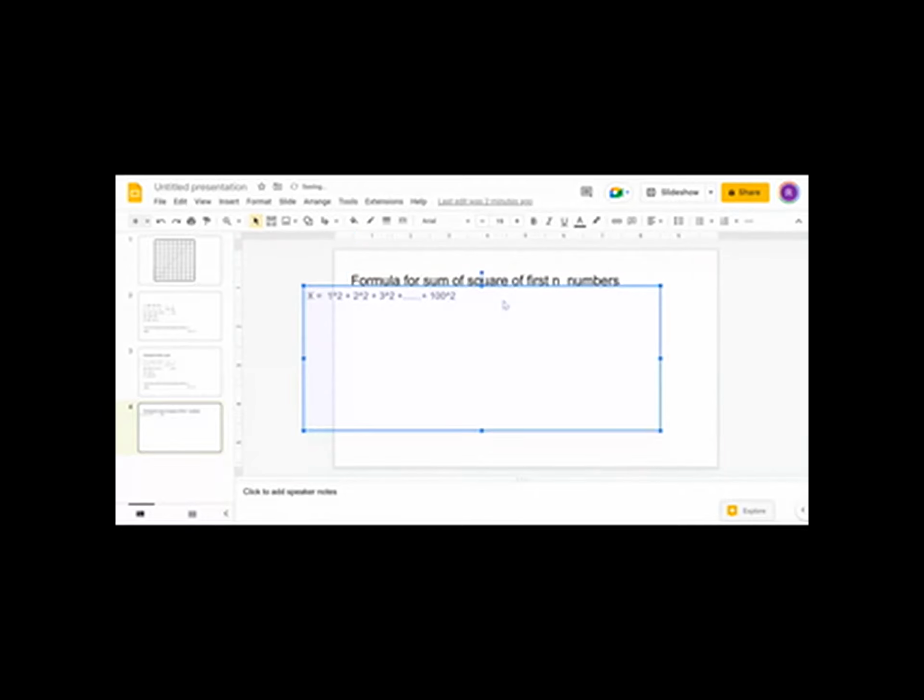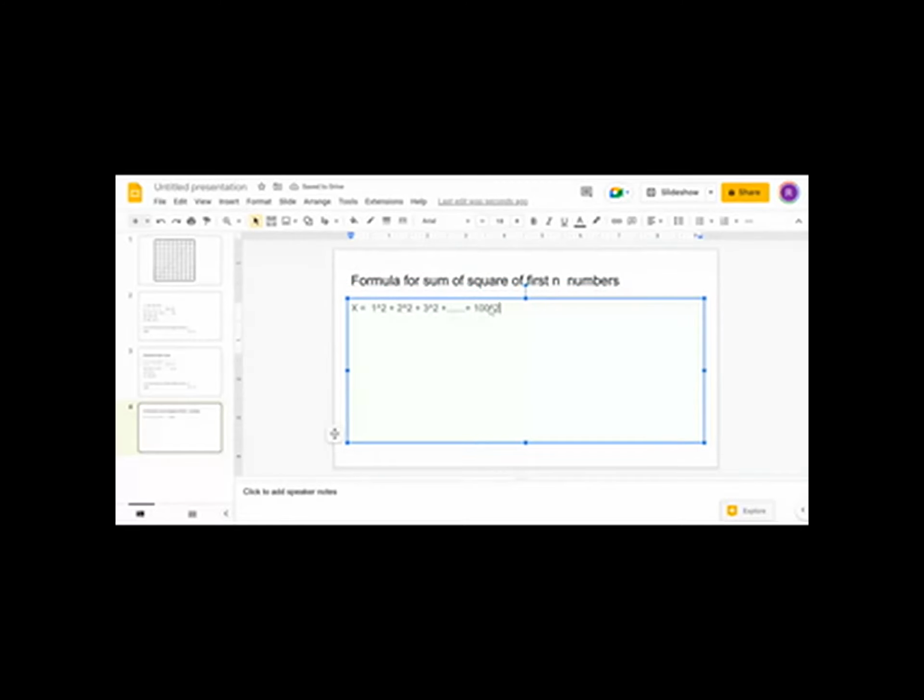So what am I doing? I can write it as 1, okay, plus 2 plus 2, okay, plus 3 plus 3 plus 3, plus 4 plus 4 plus 4 plus 4 times. Okay, like this.